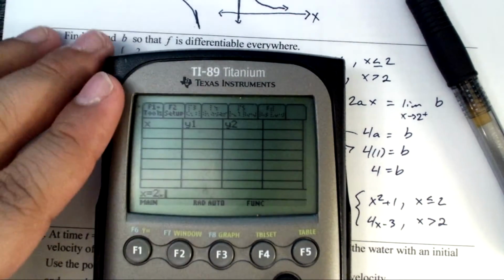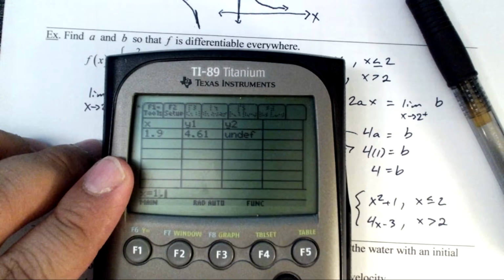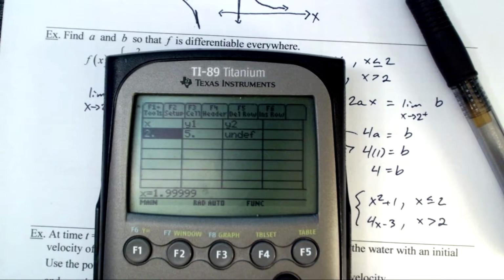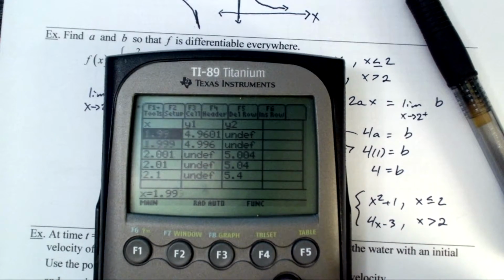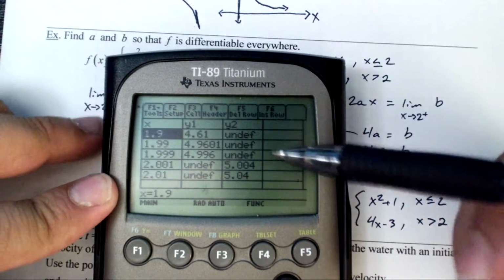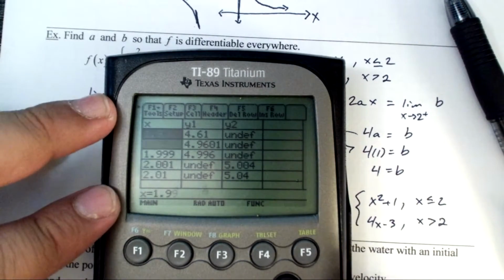Okay, so we're gonna plug in something like 1.9, 1.999, and then 1.9999. Okay, so I wasn't paying attention. 1.99, okay, 1.999, and then if we go from the other side, 2.001, okay, 2.01, 2.1. Okay, you can definitely see here where x squared leaves off, your 4x minus 3 picks up, okay?